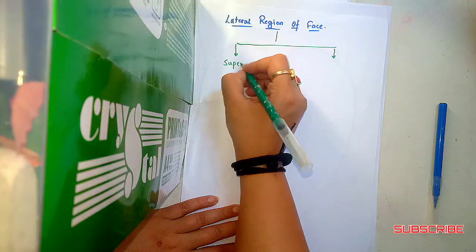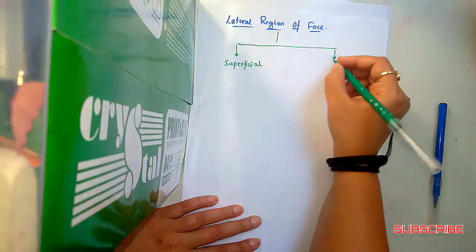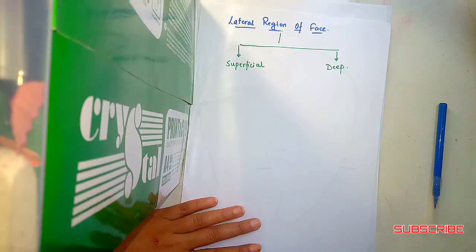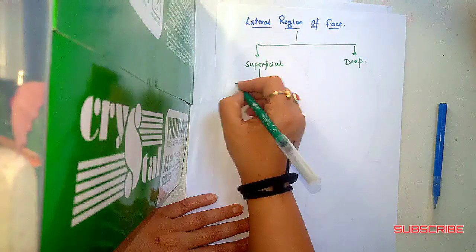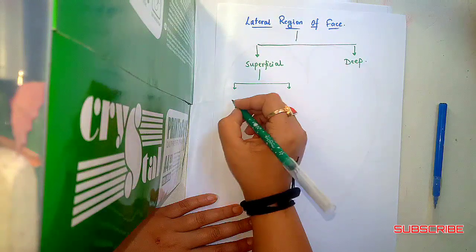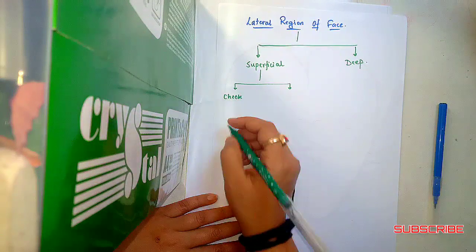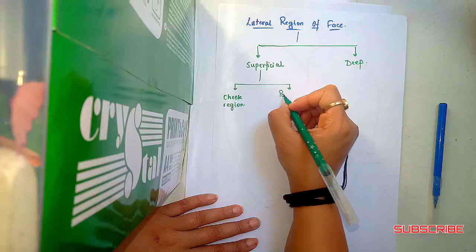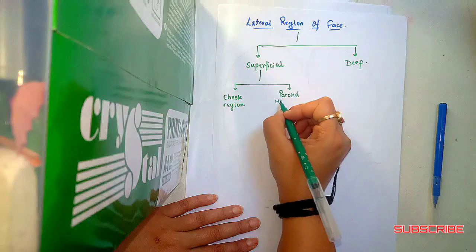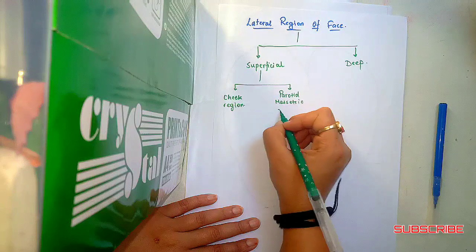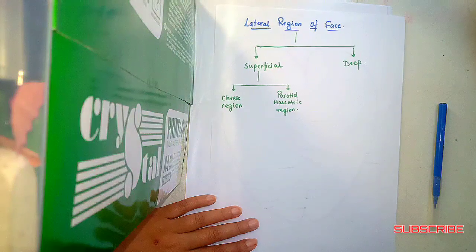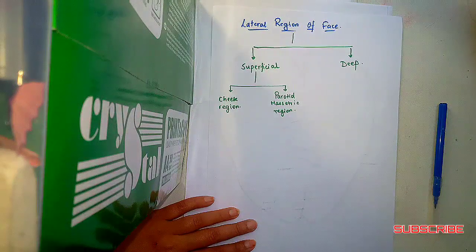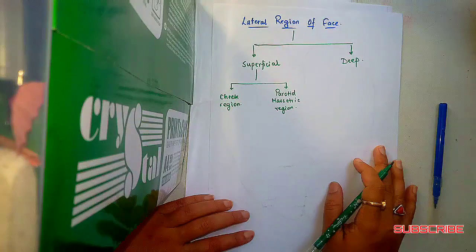Superficial and second is deep. Superficial lateral region and deep facial region. Now the superficial region is also divided into two parts: the cheek, or you can say buccal region, and second is the parotid masseteric region. Now we will see the topography of the superficial lateral region of the face.